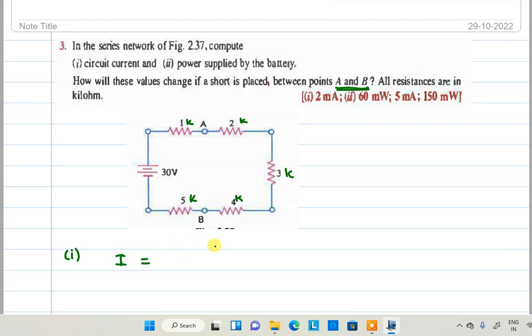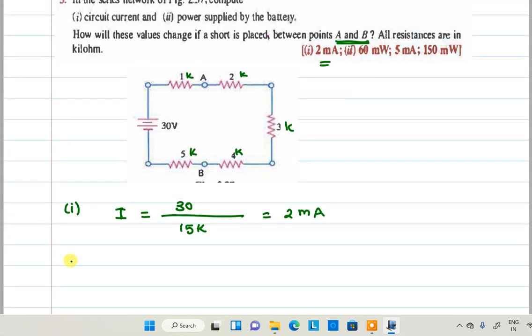So I is equal to V by R. What is the V? 30. R is equal to all R in series: 1k plus 2k, 3k, 3k plus 3, 6k, 6k plus 4, 10k, 10k plus 5, 15k. That will be equivalent to 2 milliamperes. You got it or not? Yes.